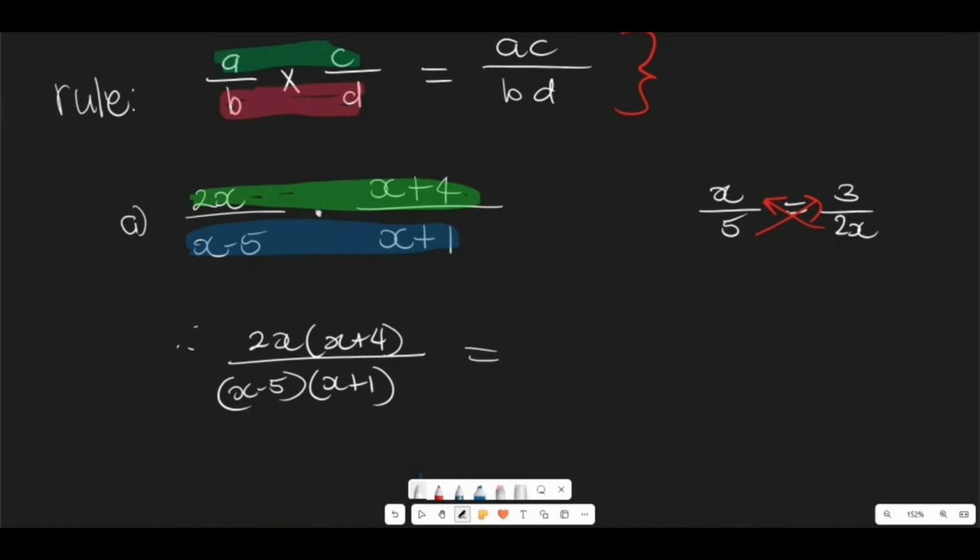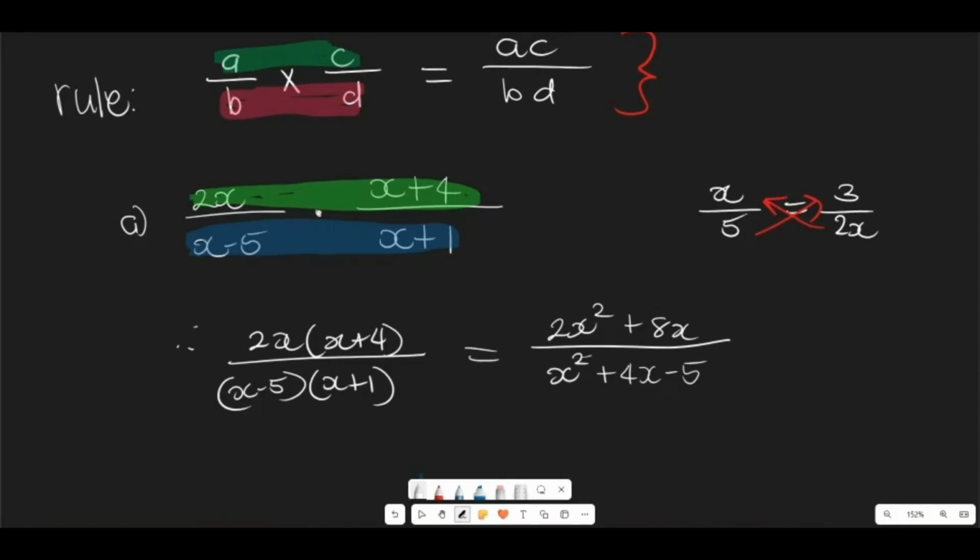Okay, so when we simplify this, we basically have 2x squared plus 8x. And this is divided by, for the denominator, we have two brackets multiplying each other. So we can do that little method called foiling, right? So we would have x squared plus 4x minus 5. And that will be our final answer.